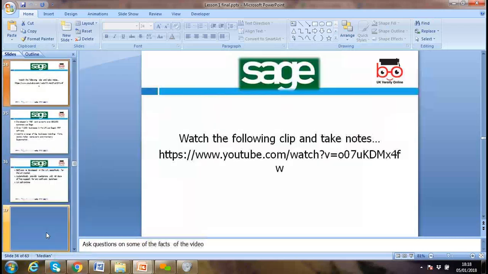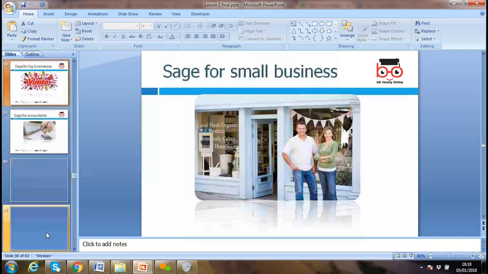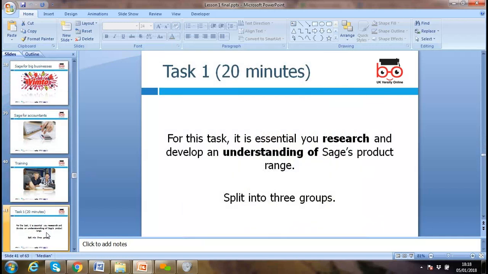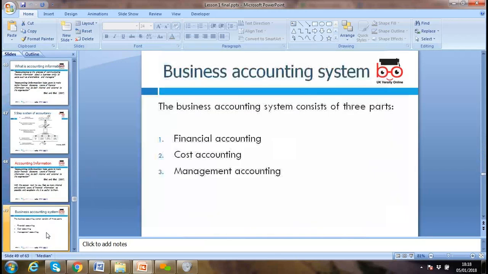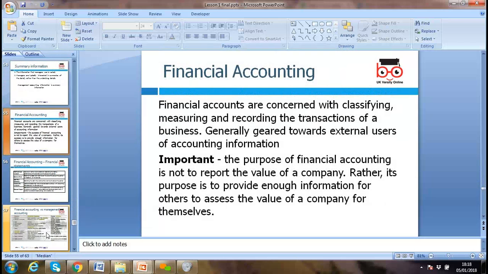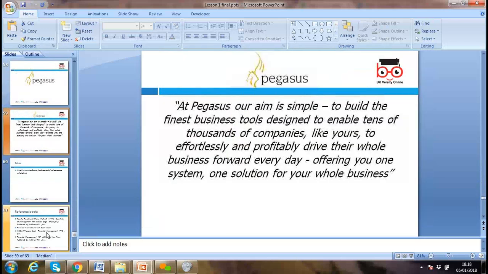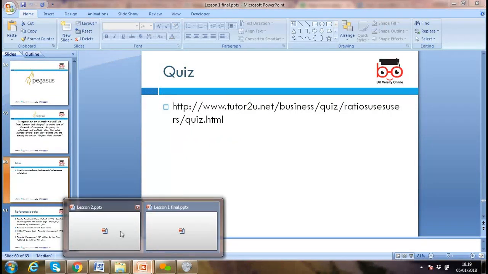Okay, yes, all this we discussed. Then we discussed software, Sage, and how many countries use it, and we discussed Pexis software. And then we discussed accounting information and the business accounting system. So we discussed management accounting, financial accounting, and financial management, and we didn't do a quiz, but we can do. Okay. So those things we covered during our last lesson.